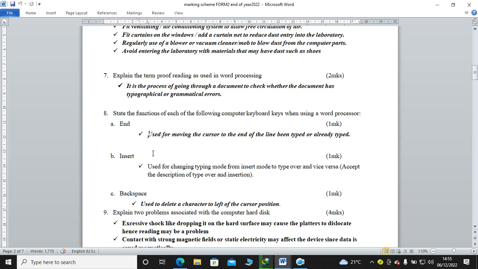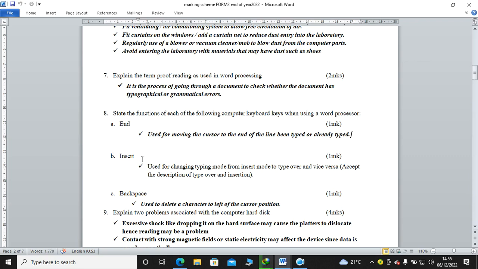For example, if my cursor is at that point there, then I press the end key. The cursor should go, that is I press end. You see, the cursor should run to the end of the sentence.